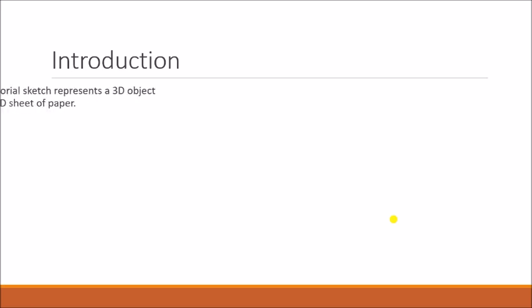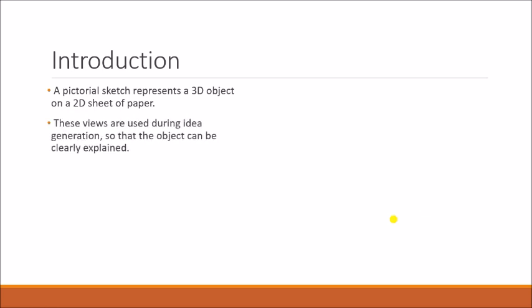Okay, so what do you mean by a pictorial view? A pictorial sketch or view represents a 3D object on a 2D sheet of paper. So a pictorial view is nothing but a 3D representation of any object onto a 2D sheet of paper. Clear?